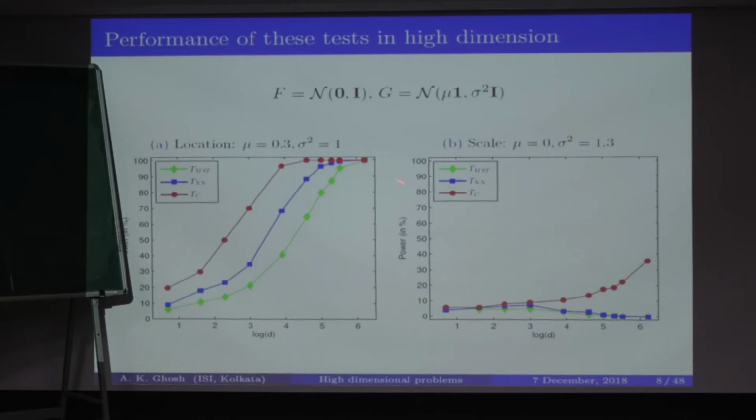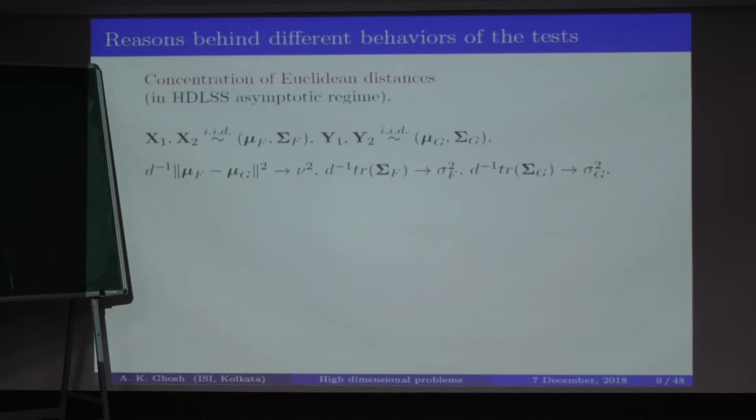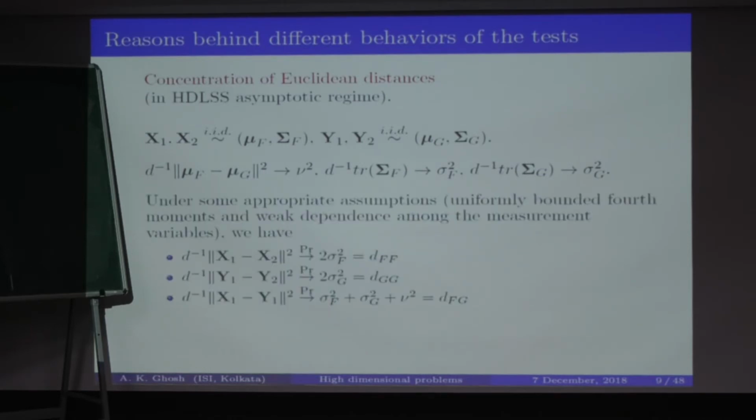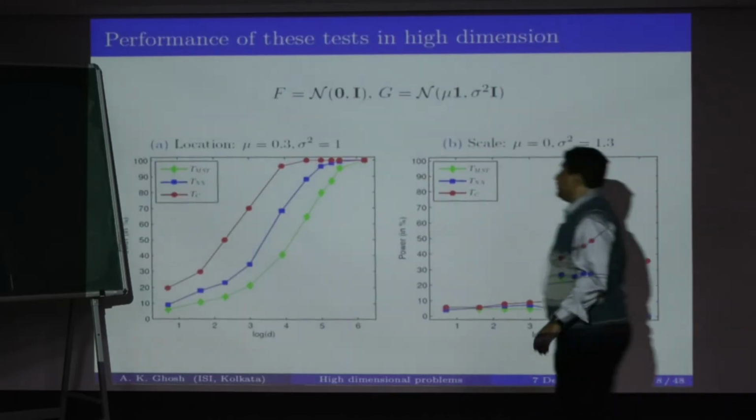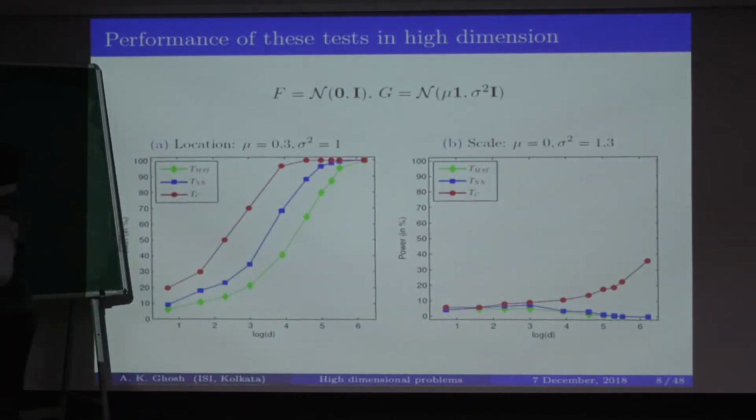Whereas in the case of the location problem, all tests are performing well, but in the case of the scale problem, we have a different scenario. And this is somewhat intriguing, so we need to study why this happens. Now, a little bit of mathematical analysis will help us to answer the reason behind this diametrically opposite behavior. So let us see what is happening.